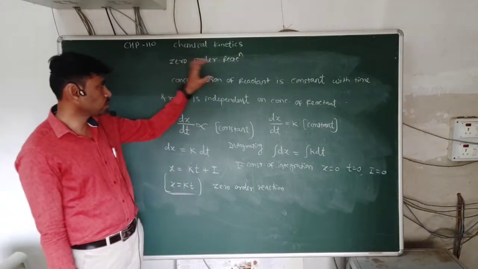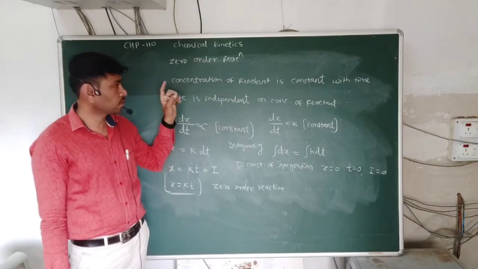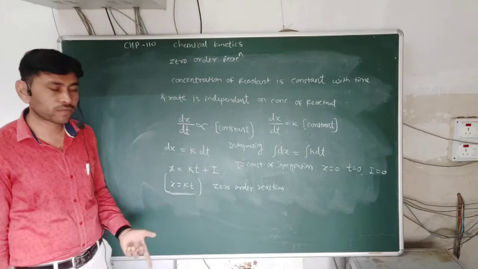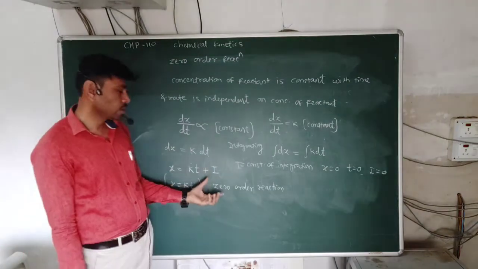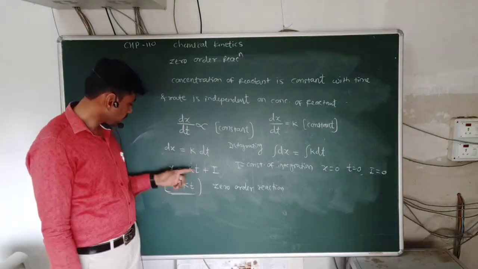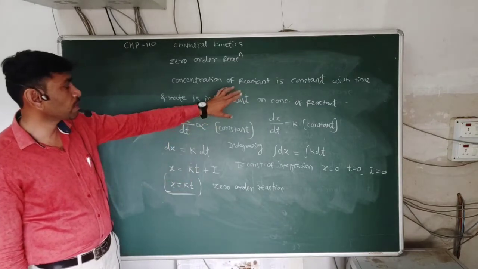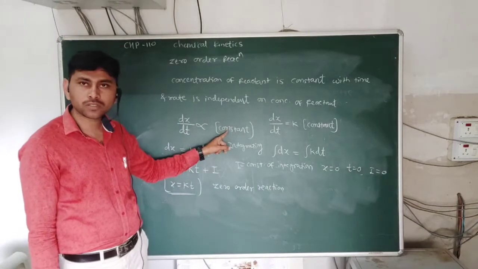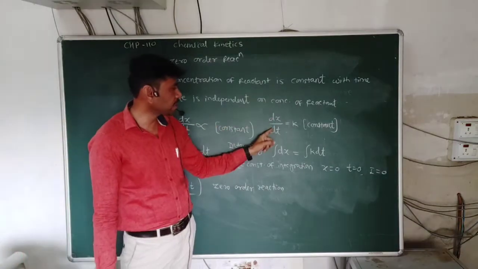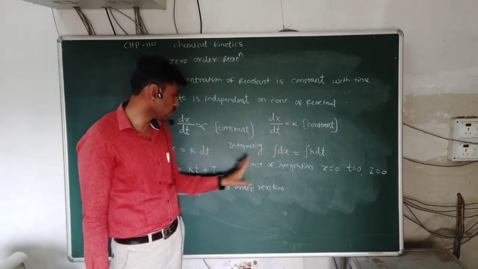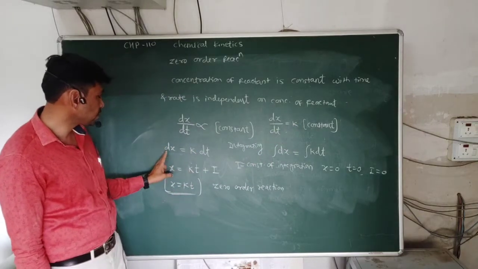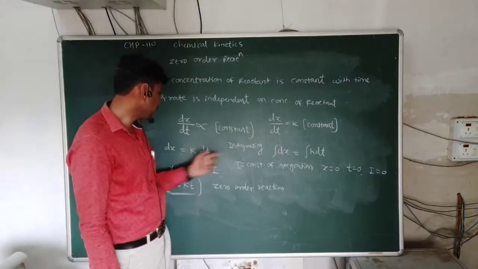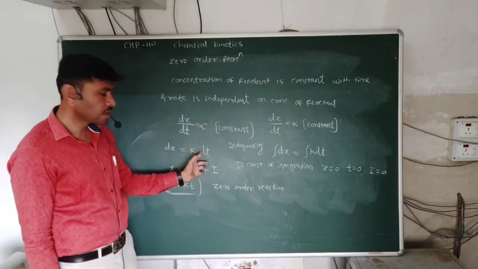So the concentration of reactant doesn't change for such reactions. So the rate of reaction is independent of concentration of reactant molecule. The rate is constant throughout the reaction, and such a type of reaction is a zero order reaction. So dx by dt is the rate, equal to k into constant. We can write dx equal to k into dt, where k is the constant term.